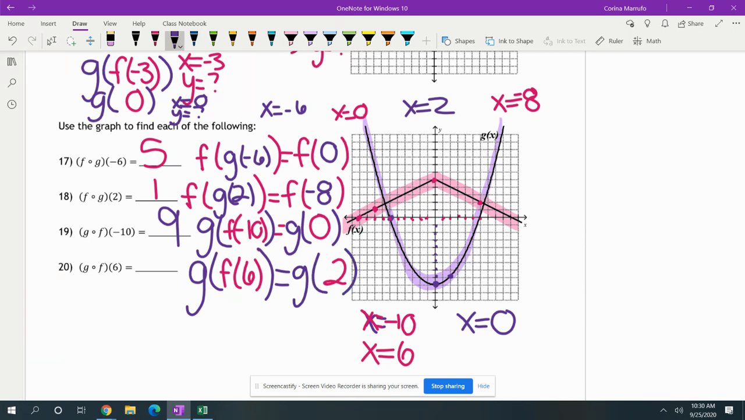So then we go ahead and check out. When x is equal to 2, what is my g function? So at 2, here's 2. My g function is down here, which is 1, 2, 3, 4, 5, 6, 7, 8. So it is negative 8.